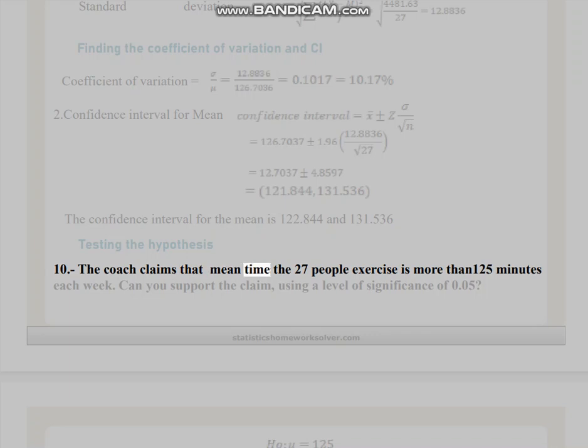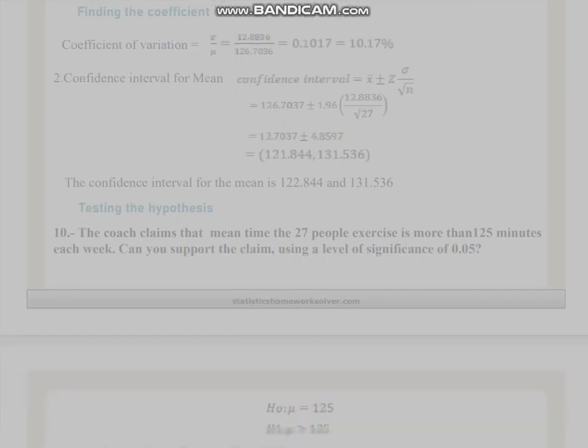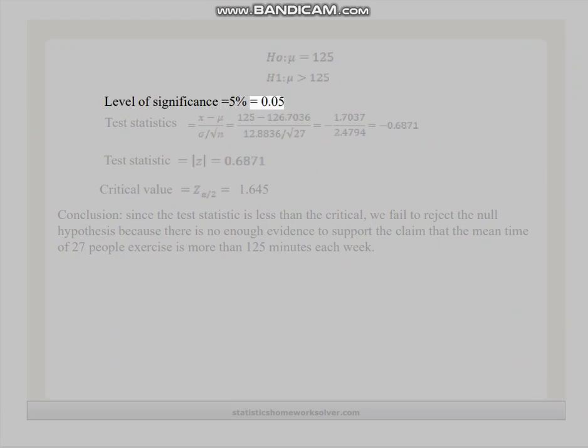Testing the hypothesis. The coach claims that the mean time the 27 people exercise is more than 125 minutes each week. Can you support the claim using a level of significance of 0.05? Level of significance equals 5% equals 0.05. Test statistic, critical value 1.645. Conclusion: since the test statistic is less than the critical value, we fail to reject the null hypothesis, because there is not enough evidence to support the claim that the mean time the 27 people exercise is more than 125 minutes each week.